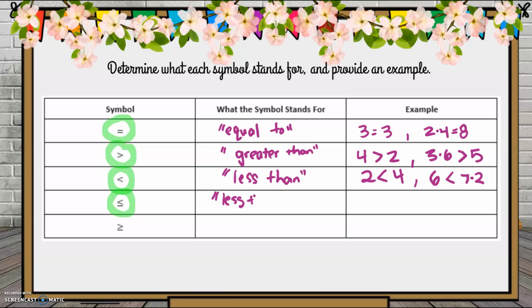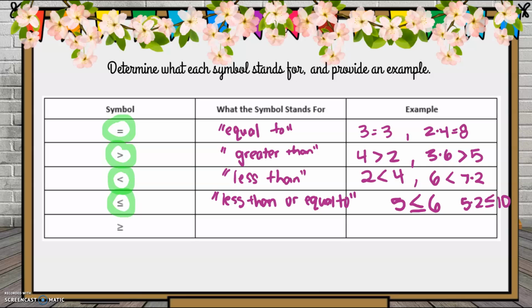That fourth symbol is less than or equal to. So we would say less than or equal to. And an example could be that 5 is less than or equal to 6. We know that it is less than. Or we can say 5 times 2 is less than or equal to 10. And that is equal to 10, right?